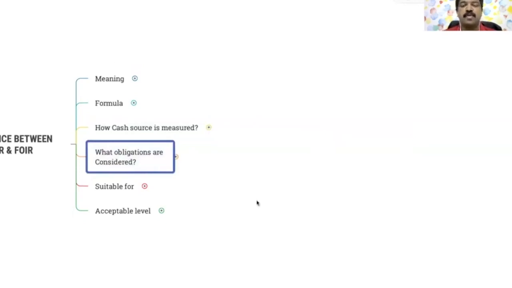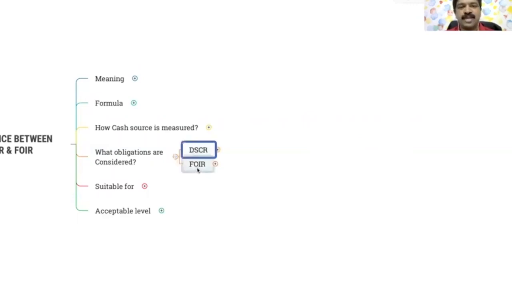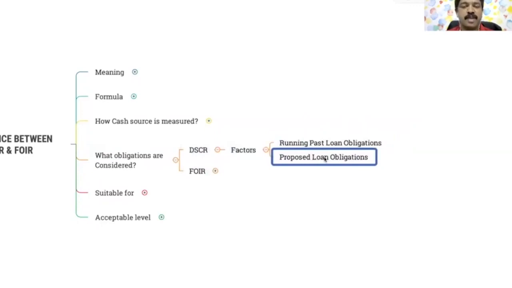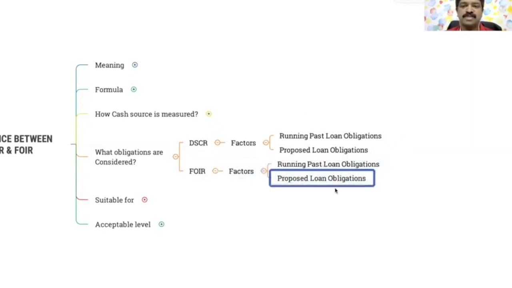Then what are the obligations that are considered? Because in both the ratios, what we are doing, we are comparing the income and obligation. Okay. What obligation? I think here both DSCR and FOIR do the same job. DSCR factors running past loan obligations as well as the proposed loan obligation. FOIR also factors running past loan as well as the proposed loan obligations.